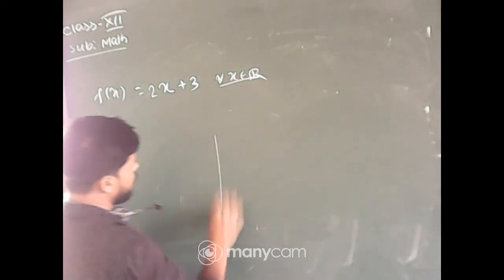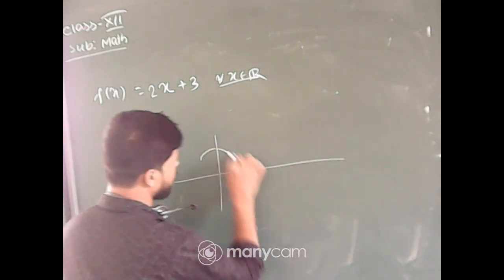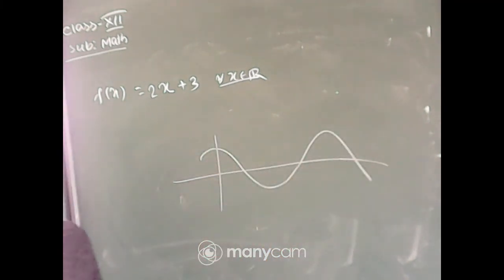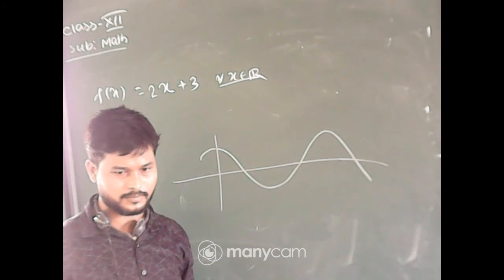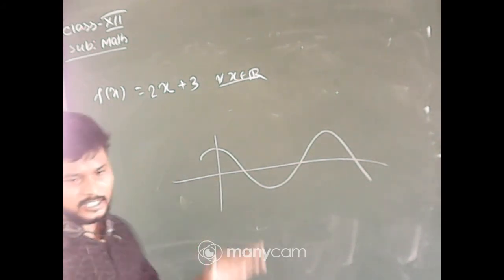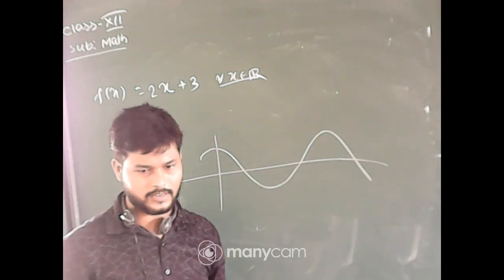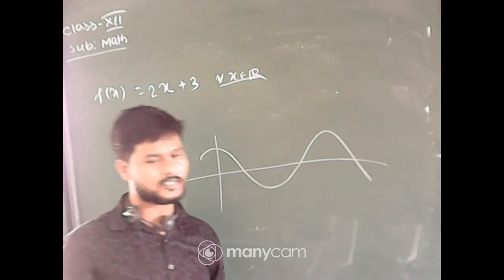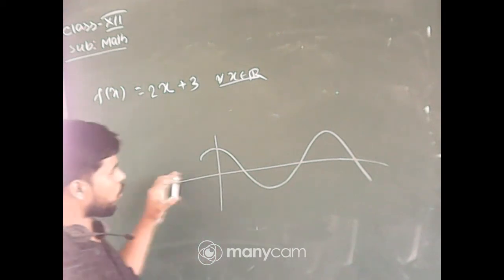Look, if we consider a graph which is increasing in some part of the interval and decreasing in some other part of the interval, we can't say that the function is an increasing function or a decreasing function. In that case, we call the function neither increasing nor decreasing throughout its domain.